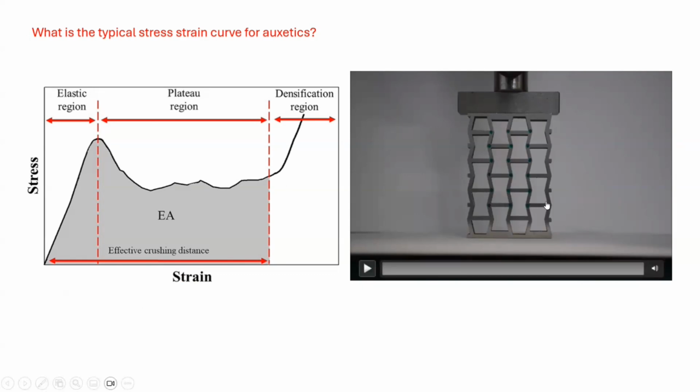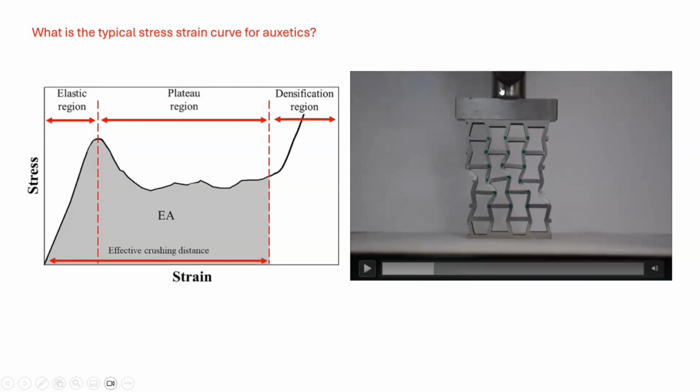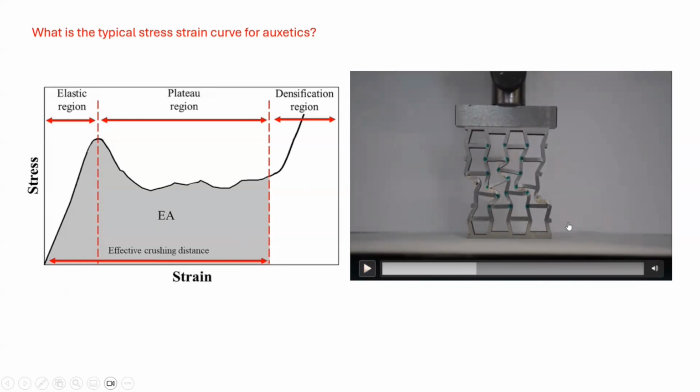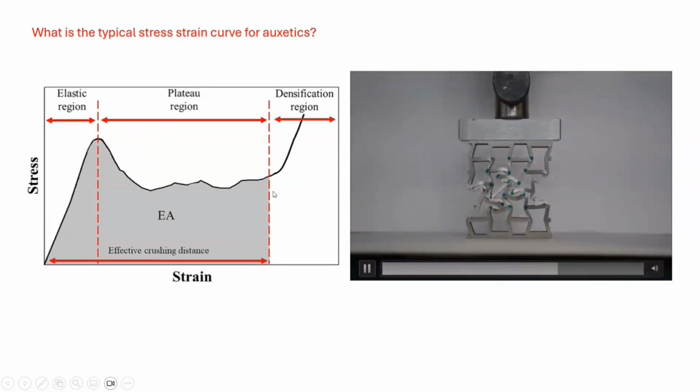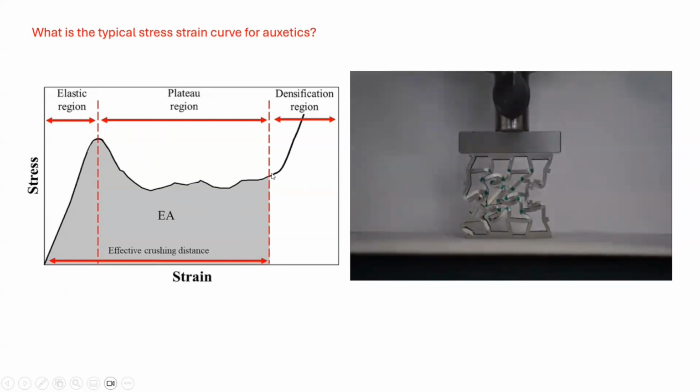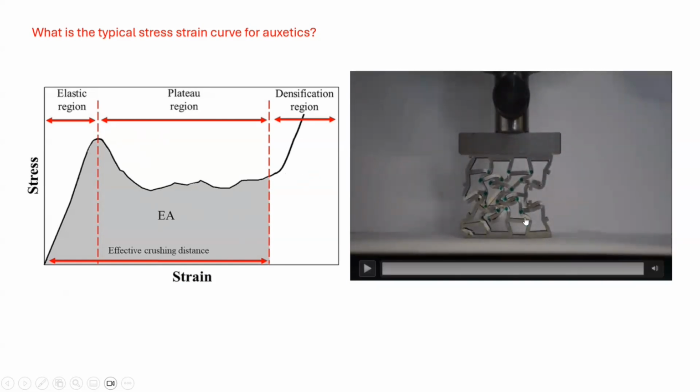If we look at this video, by applying a compression force here in this direction, we have also a contraction in the lateral direction, and this is still in the elastic region. Once they start to touch each other, I mean the elements, now we are transferred to the plateau region because now we have permanent deformations, and by increasing the applied load, we can see that there is an increase in the stress to overcome this densification.